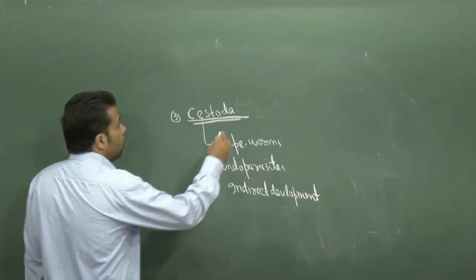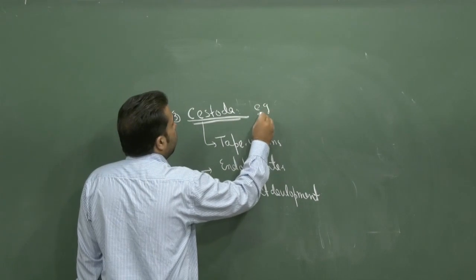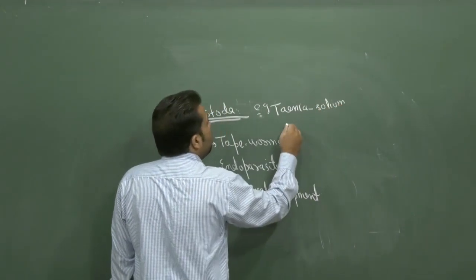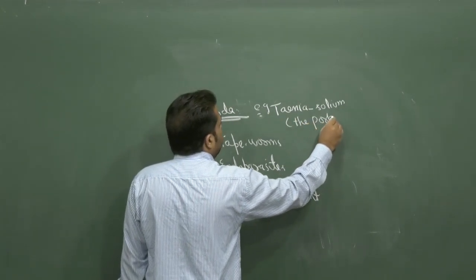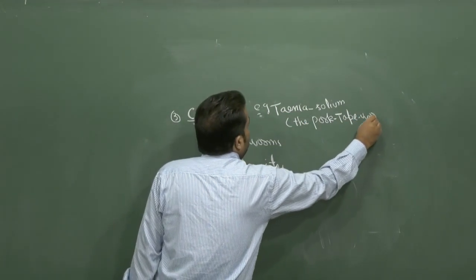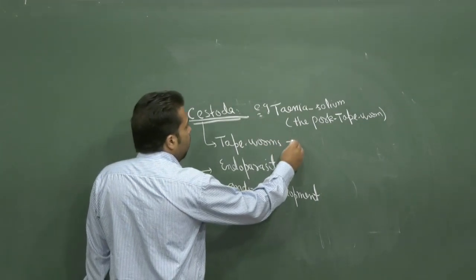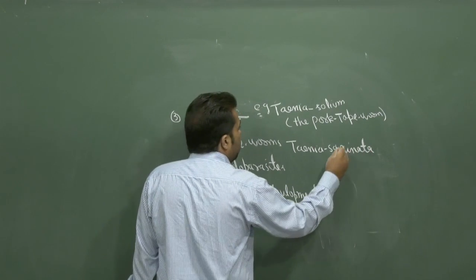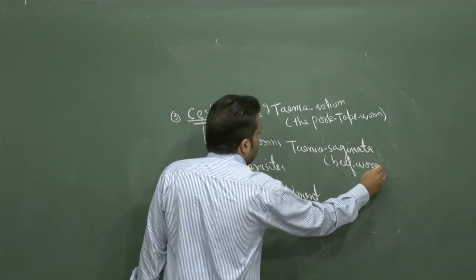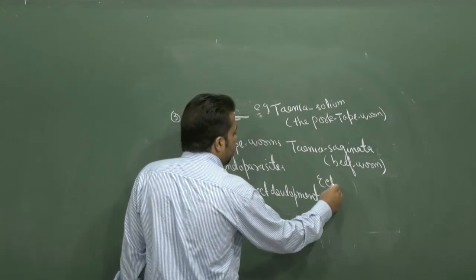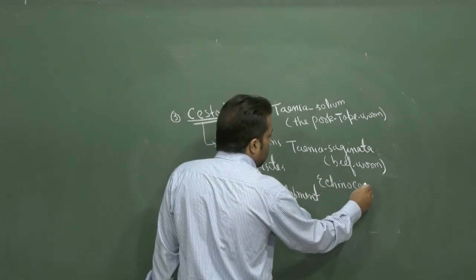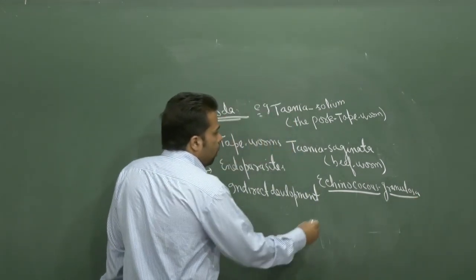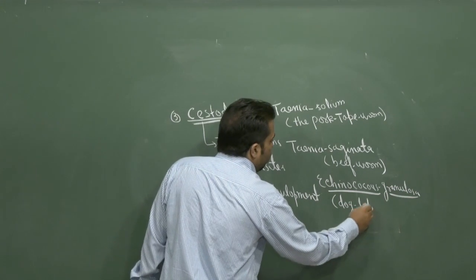The best examples are Taenia solium, the pork tapeworm, which is found in the meat of pork. Taenia saginata, the beef worm. And the third example is Echinococcus granulosus, the dog tapeworm, found in dogs.